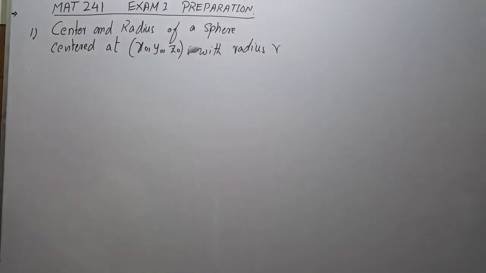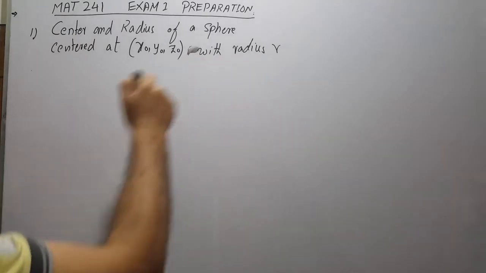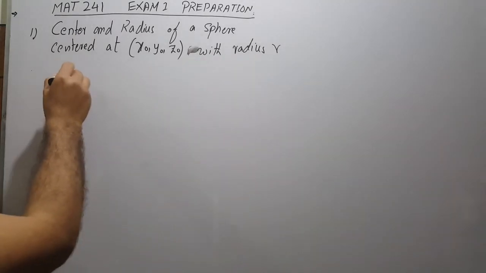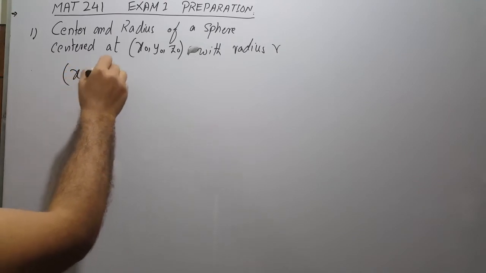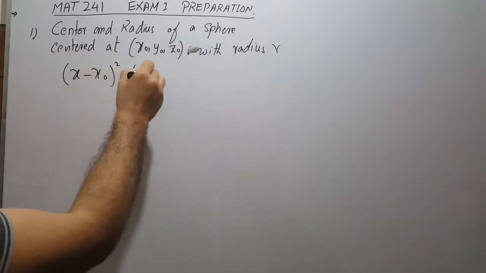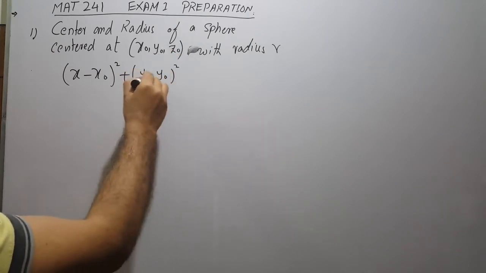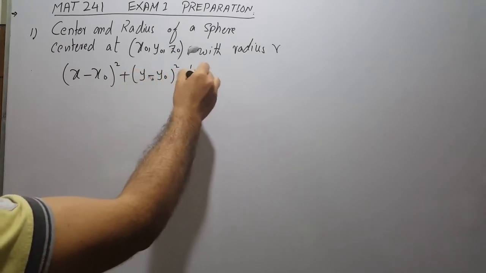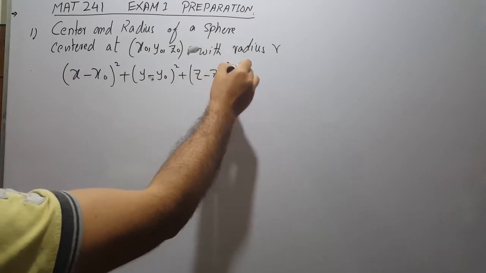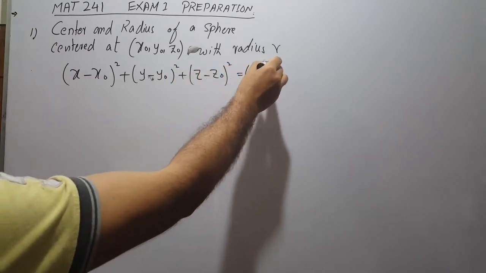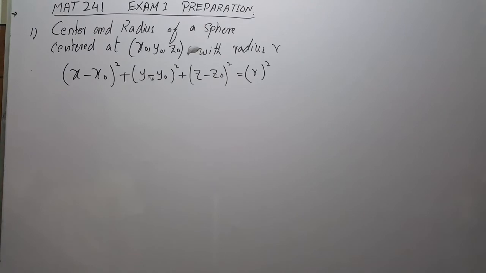r. So the formula for this one, the equation of the sphere centered at this point with radius r, is of this form: x minus x naught square plus y minus y naught square plus z minus z naught square is equal to r square.